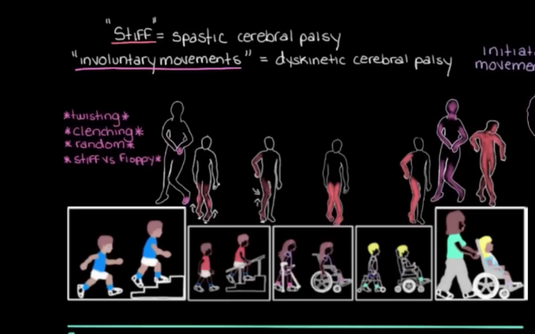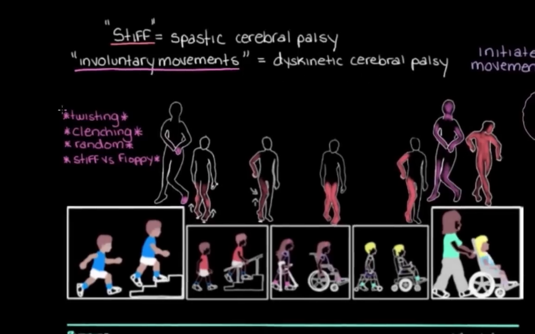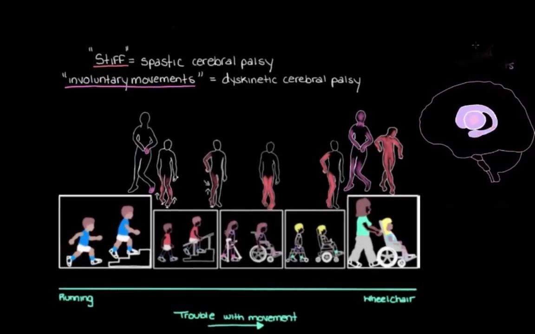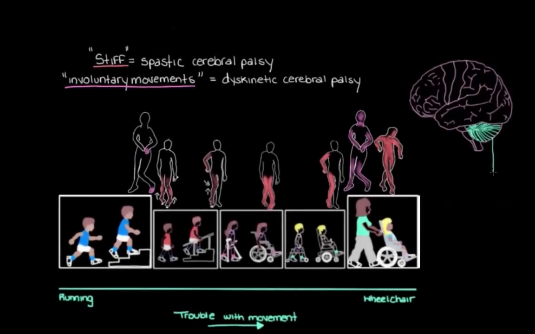So that's what happens if the basal ganglia or the extrapyramidal tracts are impaired or damaged or affected in some way. And this is where people with the dyskinetic or involuntary movement type of cerebral palsy might end up on our severity spectrum. So let's check out our last movement center, the cerebellum. So here's the cerebellum here, and we can think of the cerebellum as the balance center of the brain. It helps us fine-tune the movements that we want to make.